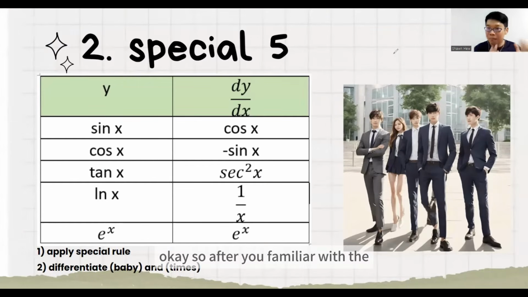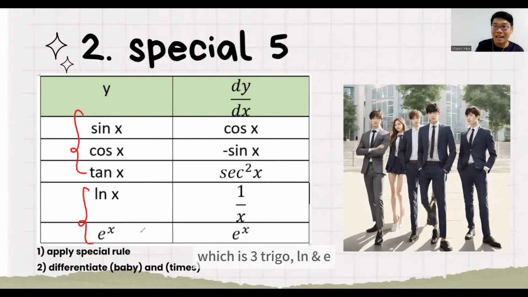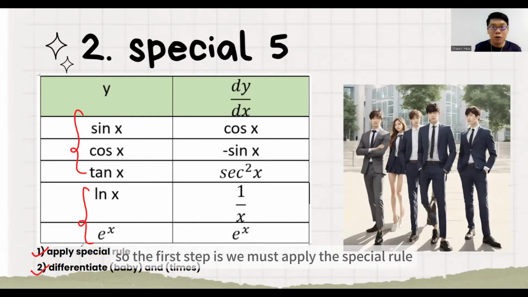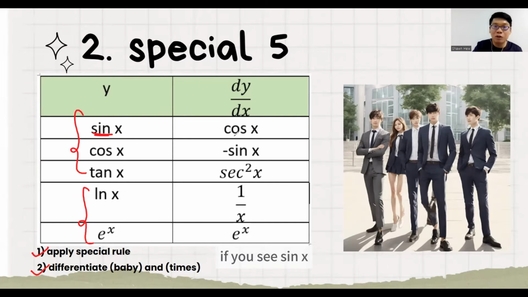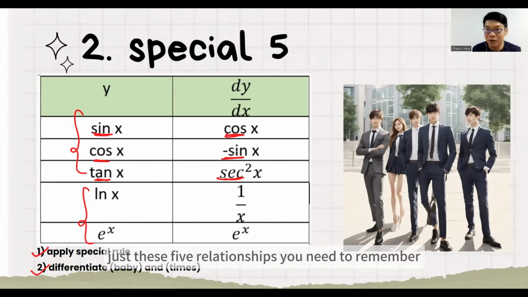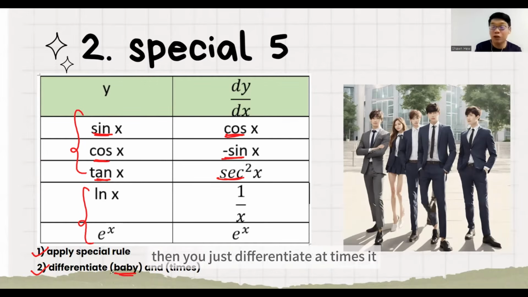Okay, so after you're familiar with the basic situation of differentiation, we also need to know there are special 5 situations, which is 3 trigo, ln, and e. This situation, we are not using the same steps as the basic one, but we apply these 2 steps. So the first step is we must apply the special rule. What is the meaning of special rule? If you see sine x, you must differentiate to become cos. Cos differentiate to negative sine. Tangent to secant square. So this is the thing that you need to remember. Just these 5 relationships you need to remember. And then step 2, if there's any baby, then you just differentiate and times it.